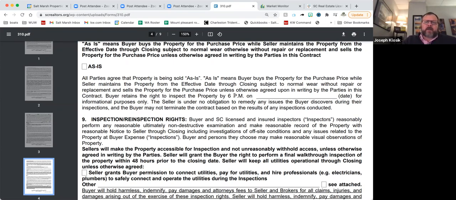Buyer retains the right to inspect the property by 6 p.m. on blank date for informational purposes only. Last line: the seller is under no obligation to remedy any issues the buyer discovers during the inspections, and the buyer may not terminate the contract based on the results of any inspections conducted. Okay, so that is pretty cut and dry.